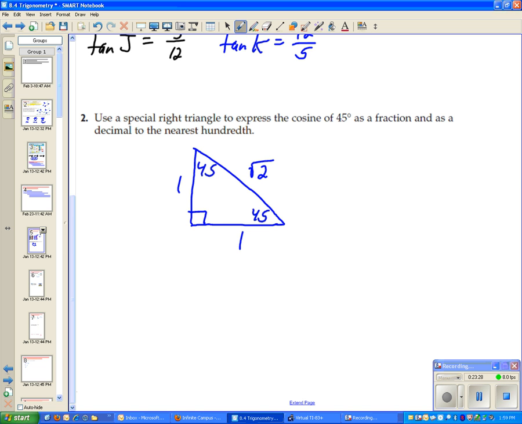All right. So use a special right triangle to express the cosine of 45. Cosine of 45 equals. Now, pick one of the 45s. It doesn't matter. It's going to work the same either way. So I'll pick that 45 right there. What's the length of the adjacent leg? 1. What's the length of the hypotenuse? Square root of 2. And we are done. So that's the cosine of 45.